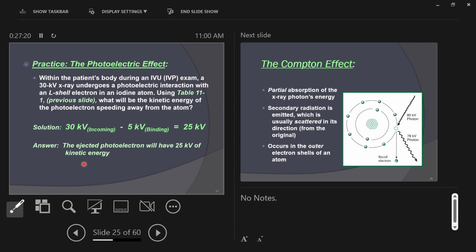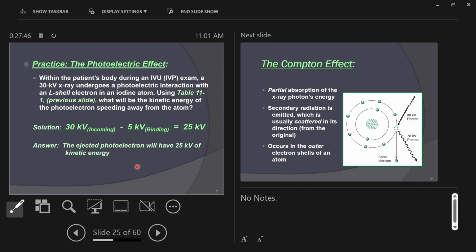We got used to expressing kinetic energy in joules, right? In the previous class. I'm not going to teach it because it's not important, but there's a way to convert from kV to joules. Okay, I'm not going to worry about that right now. So saying that the kinetic energy is 25 kV would be equivalent to expressing it in a unit of joules too. They're both interchangeable. So that's the photoelectric effect.